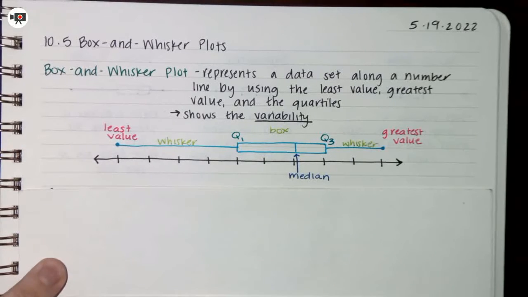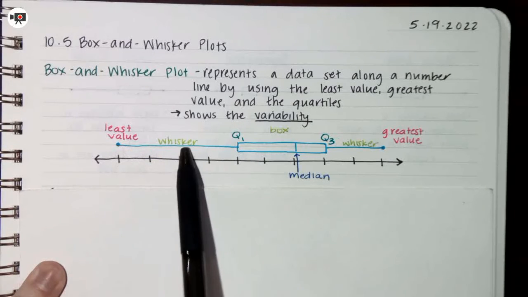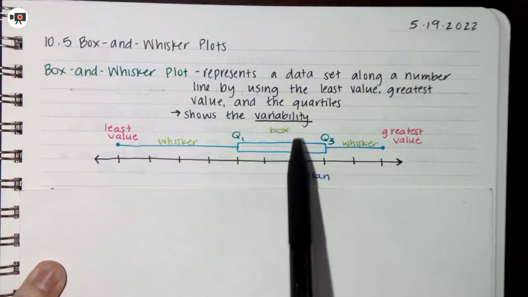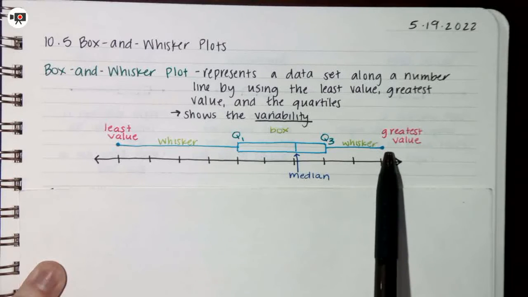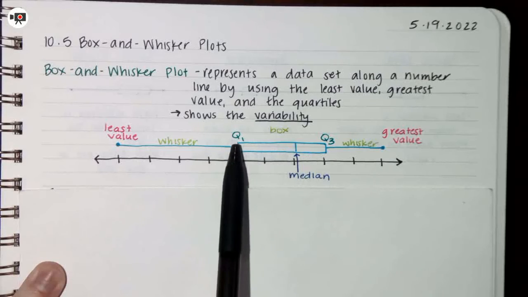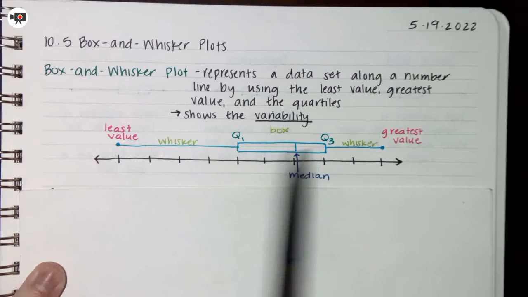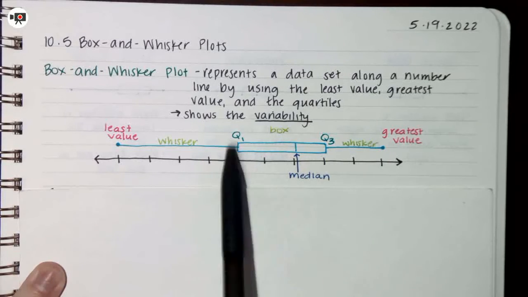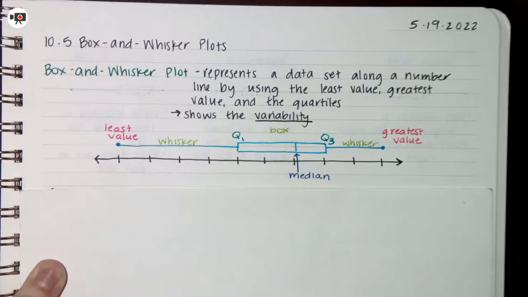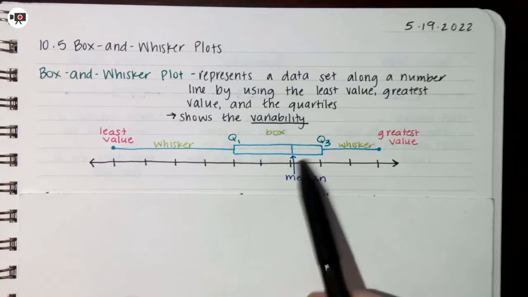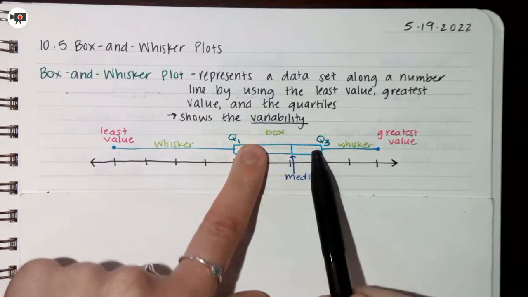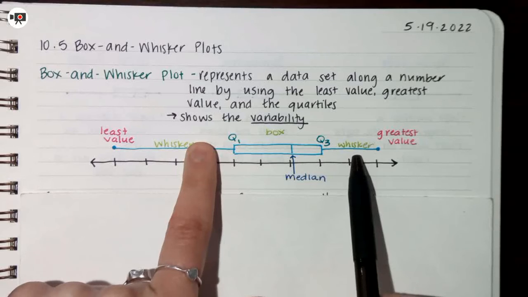So a box and whisker plot looks like this, and there's a few components to it, where we have the least value, a whisker, quartile 1, the median, quartile 3, a whisker, and the greatest value. From quartile 1 to quartile 3 make up the box, and this box represents the IQR, the interquartile range. And we know the interquartile range represents half of the data, and so if this is half, that means the whiskers must each be a half.